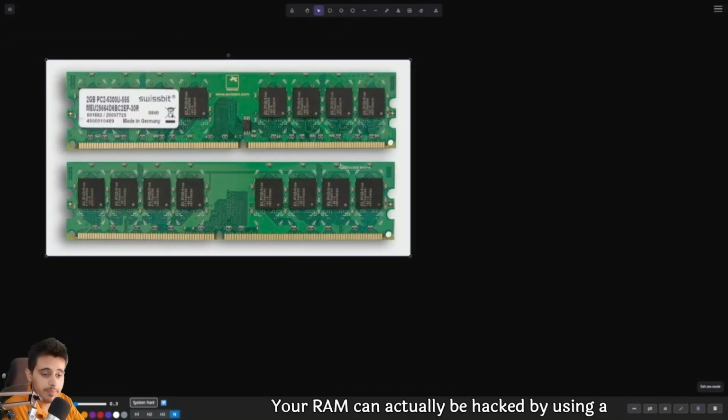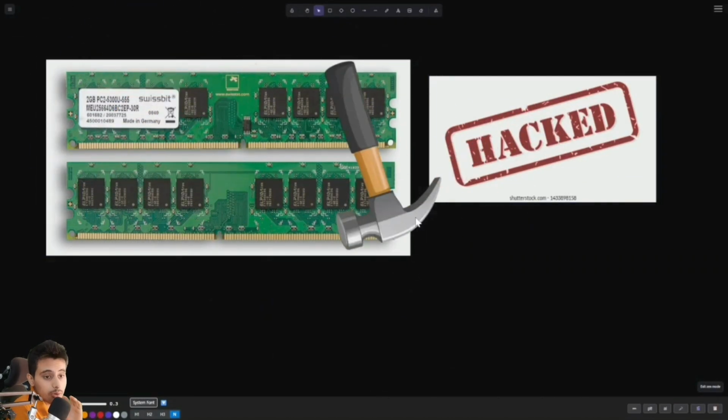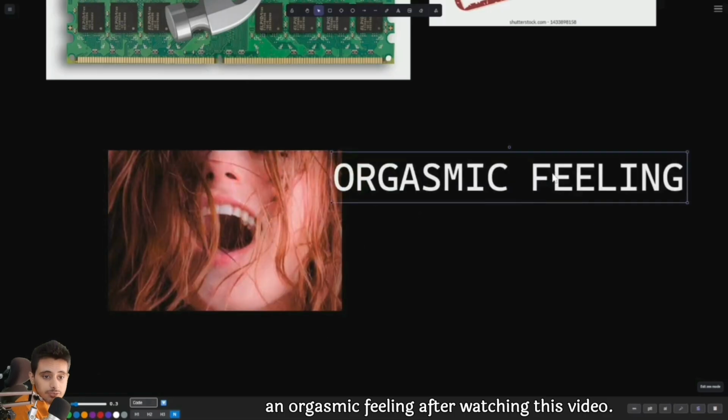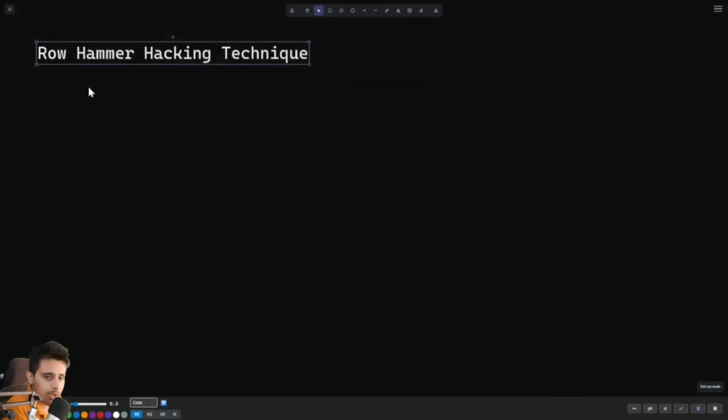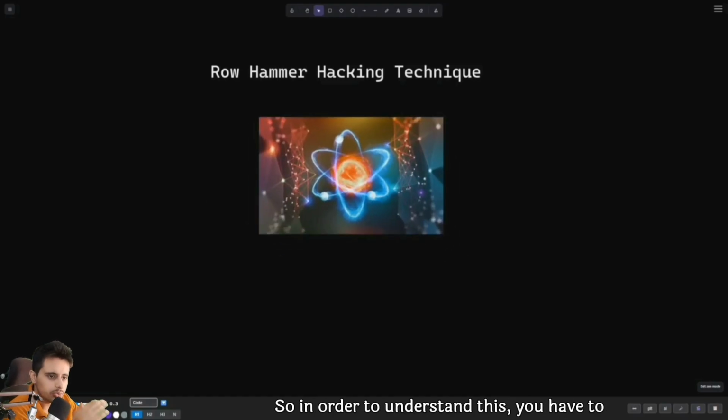Your RAM can actually be hacked by using a hammer. Sounds ridiculous, right? But I bet you're gonna get an orgasmic feeling after watching this video, so bear with me till the end. This particular hacking technique is dependent upon the physics that we actually live upon, unlike some noob software hacking. So in order to understand this, you have to understand some basic things, right?